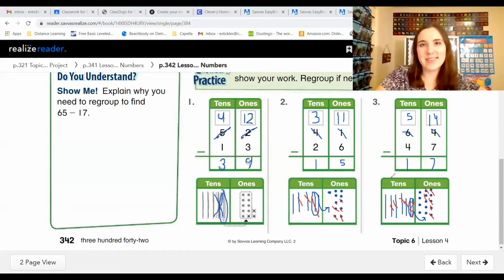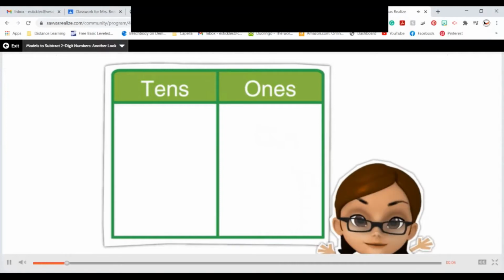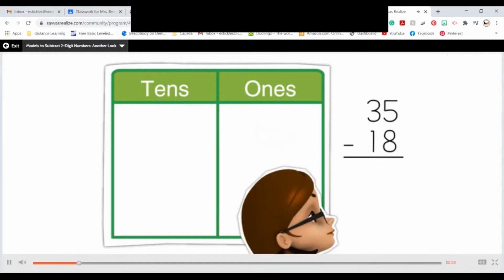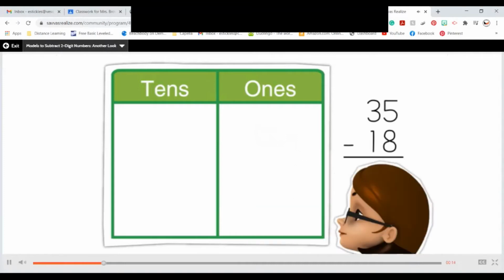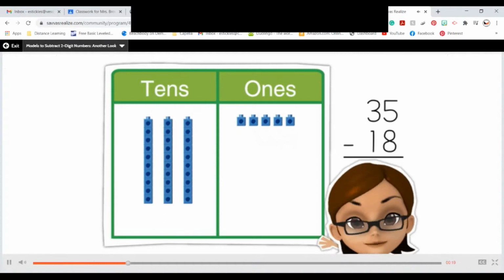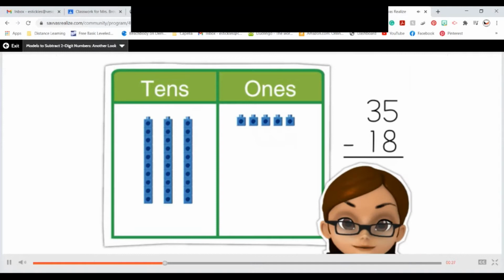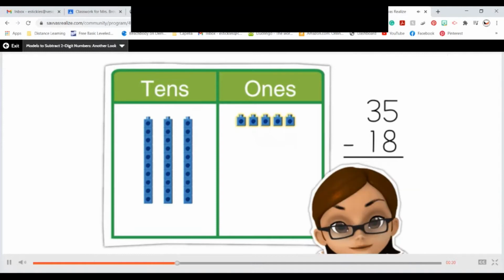We're going to go watch one more quick video. Let's subtract 2-digit numbers from 2-digit numbers. Ready, Marta? I'm ready. Okay, 35 minus 18. Let's first show 35 using our trusty work mat and connecting cubes. I see it has 3 tens and 5 ones. Right. Let's subtract 18, starting with the ones. Wait, we can't. We don't have enough ones.